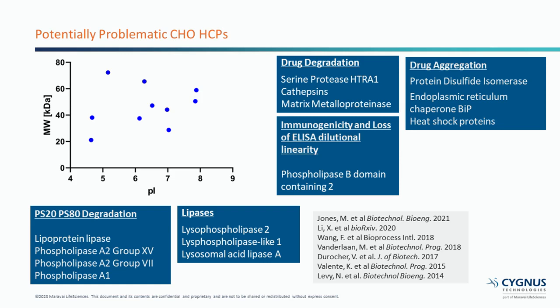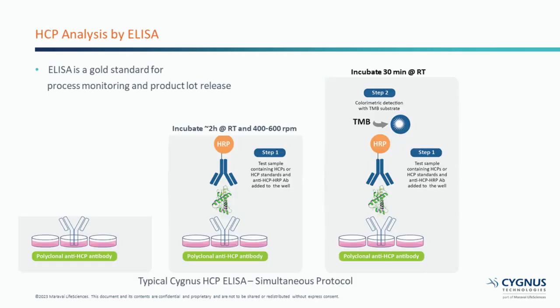And as of today, HCP ELISA continues to be the gold standard method for HCP detection and quantification. At Cygnus Technologies, we have been developing and providing HCP ELISA to the industry for over 25 years. This slide represents a typical Cygnus HCP ELISA, which is a sandwich ELISA. Anti-HCP polyclonal antibodies are immobilized on a plate.